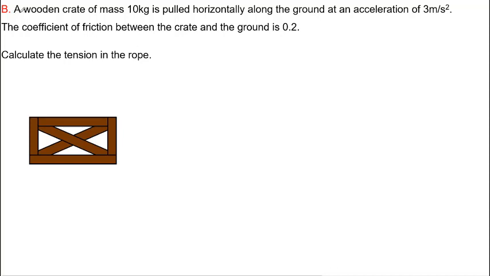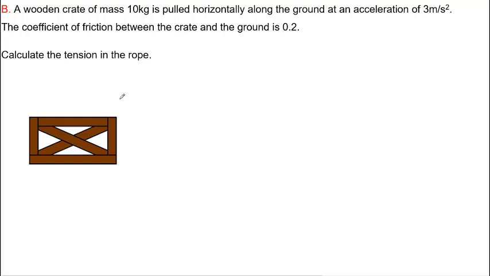Problem B: we have a wooden crate which weighs 10 kg this time, being pulled horizontally along the ground at an acceleration of 3 meters per second squared. The coefficient of friction between the crate and the ground is 0.2. It's a very similar situation to problem A. This time we're going to find the tension and we have the acceleration.